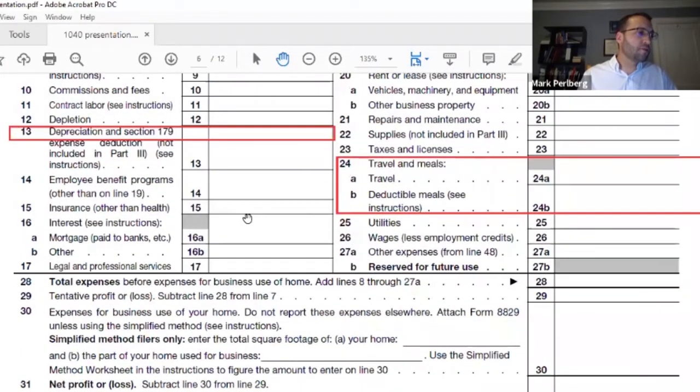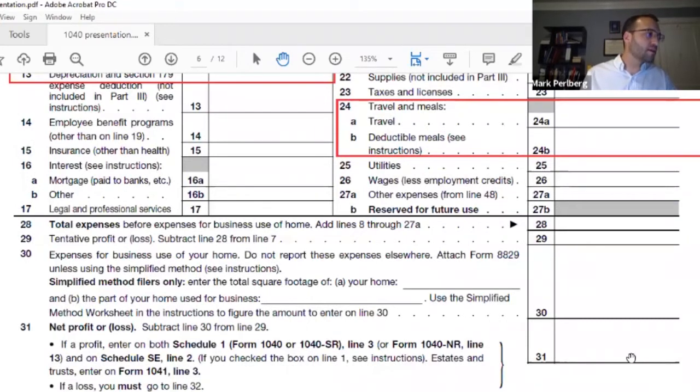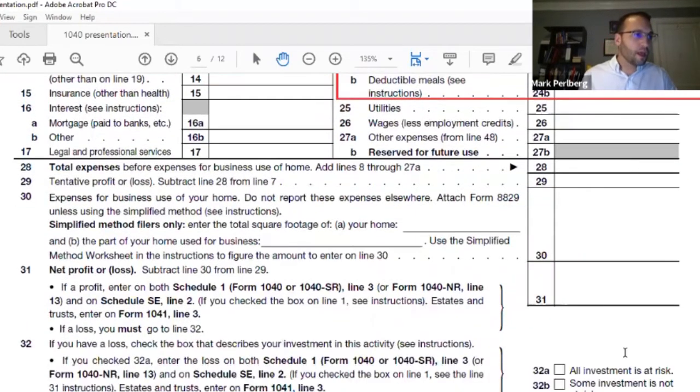Now, one thing we also want to think about here is what is the net income that we are generating. Your net profit here is going to be on line 31. And we want to think about how much that amount is. Once we reach a certain threshold, depending on the activity, we want to start considering potentially creating an S Corp or a C Corp for that activity.